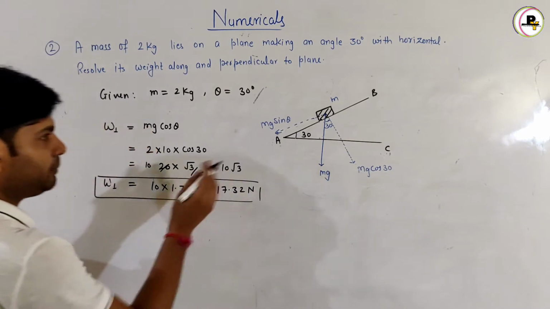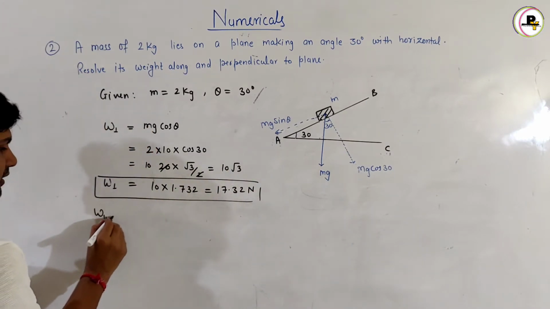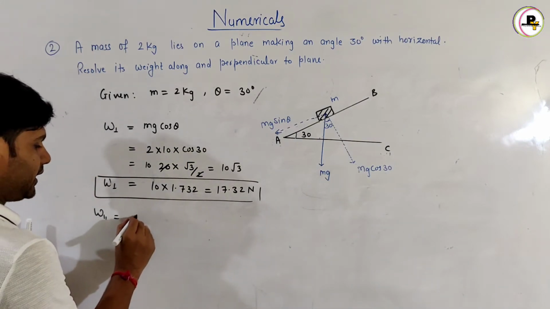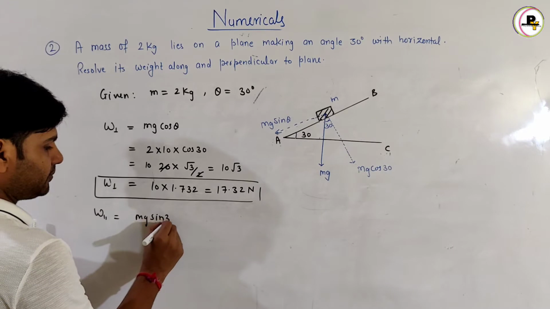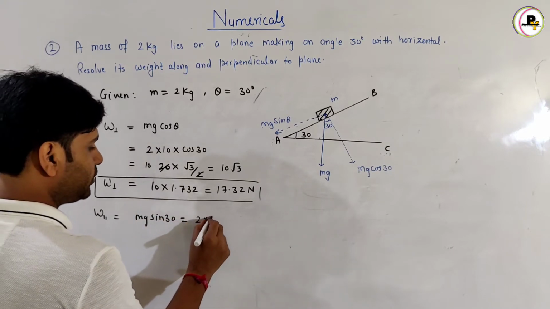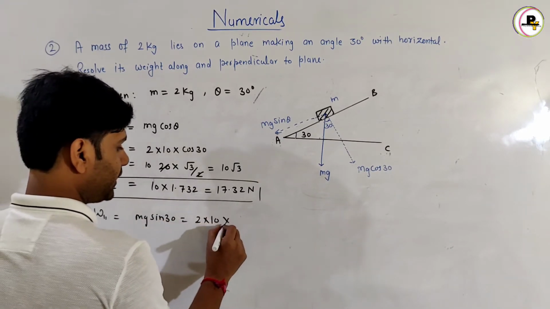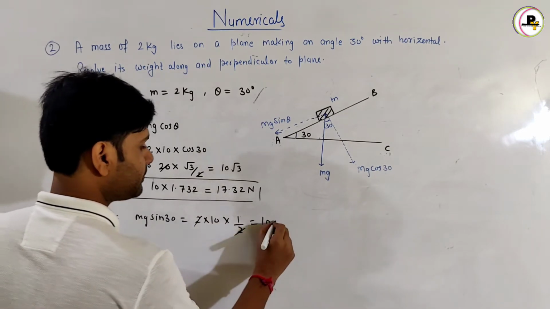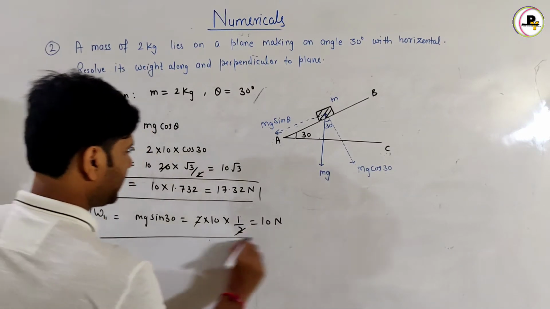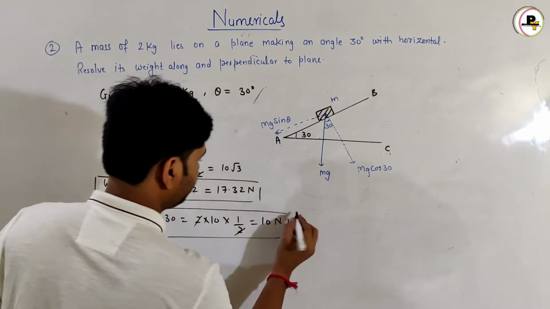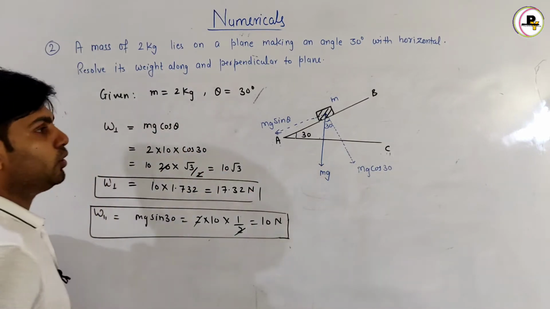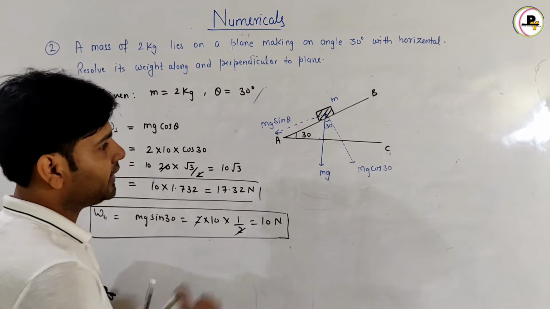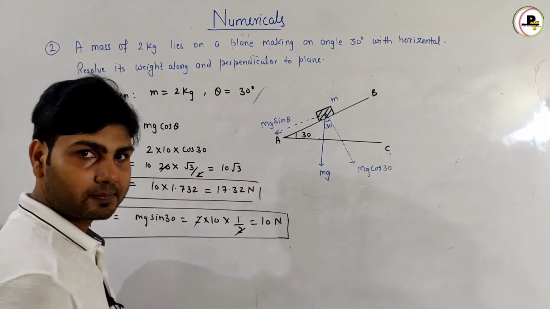Now I have to find the parallel component, that is W parallel to what? Plane surface AB is equal to what? It is mg sin 30, and this is equal to what? 2 into 10 into sin 30, which is 1 by 2. So I get what? It is 10 Newton. So these are the values of the weight along the surface and perpendicular to the surface AB, which is inclined at an angle of 30 degrees with the horizontal surface.